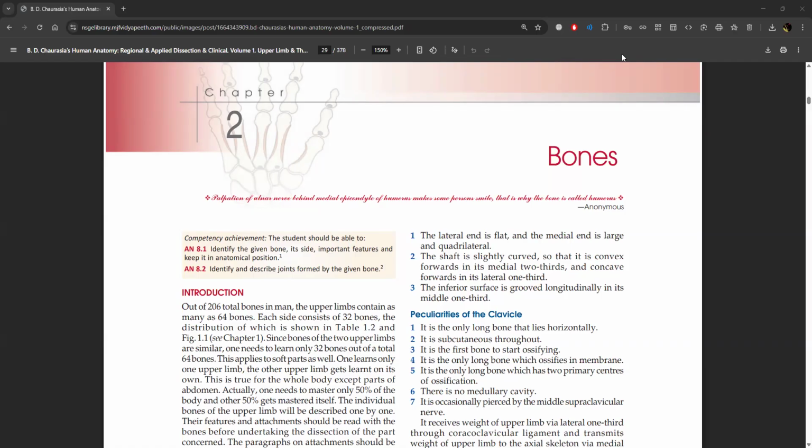Volume 1, Upper Limb and Thorax, and we'll start chapter number 2, Bones. So let's get started. Introduction.